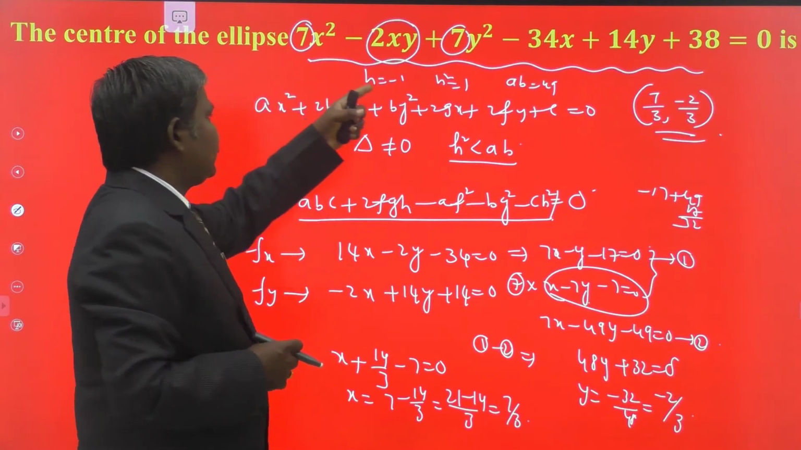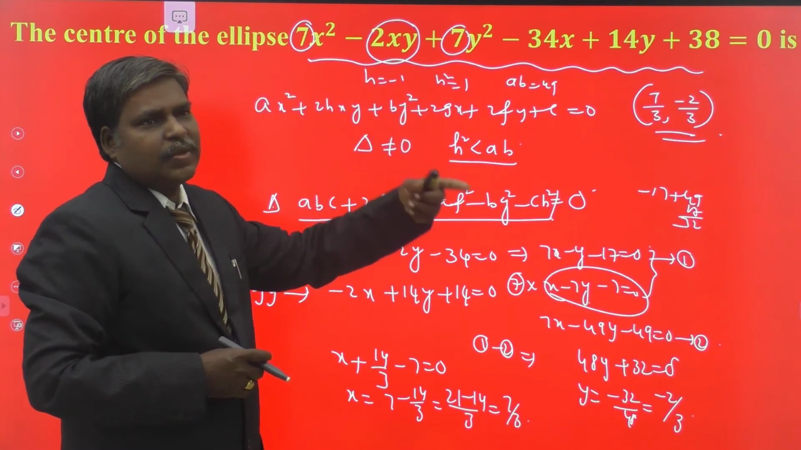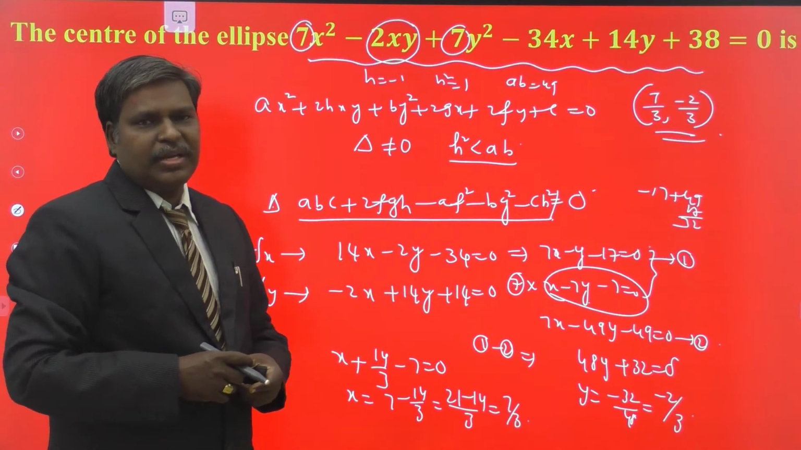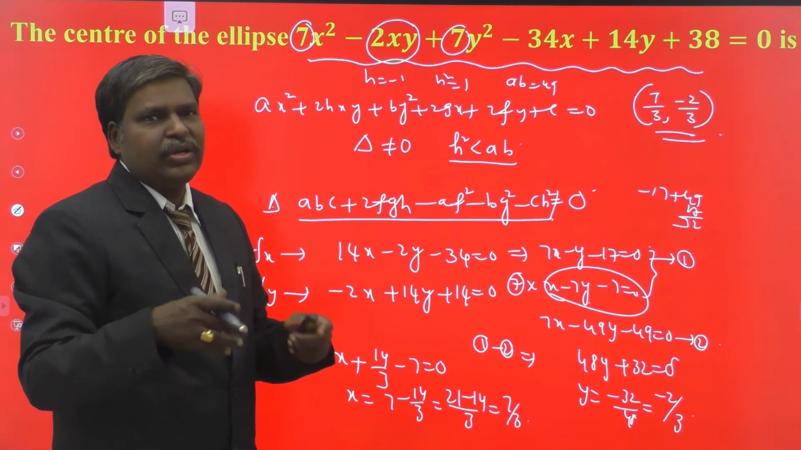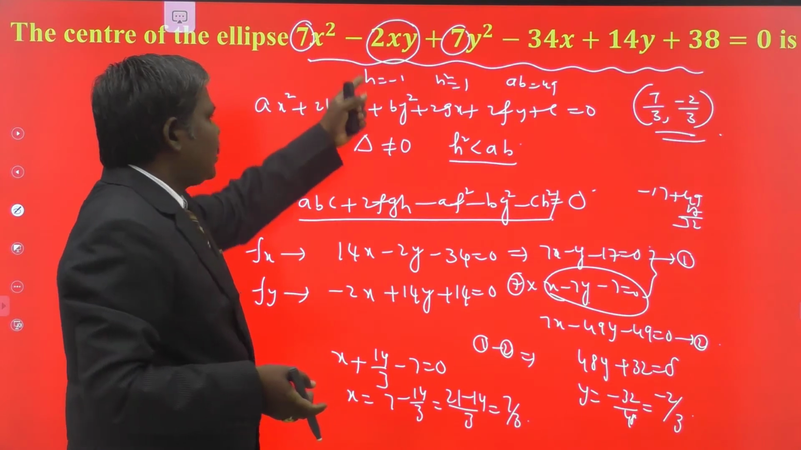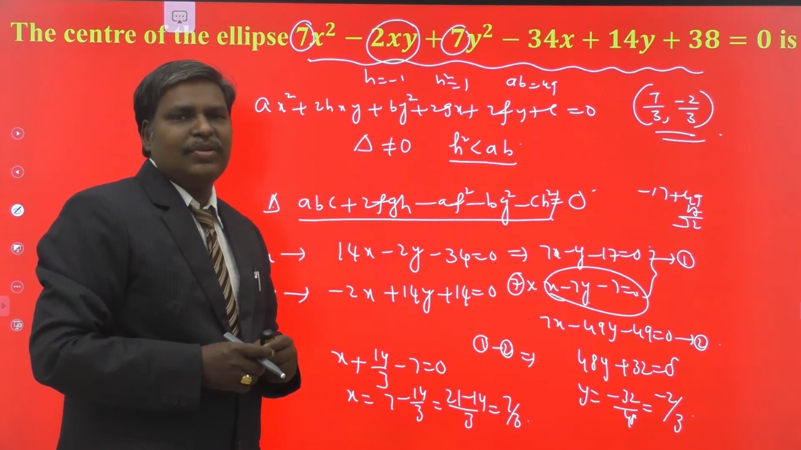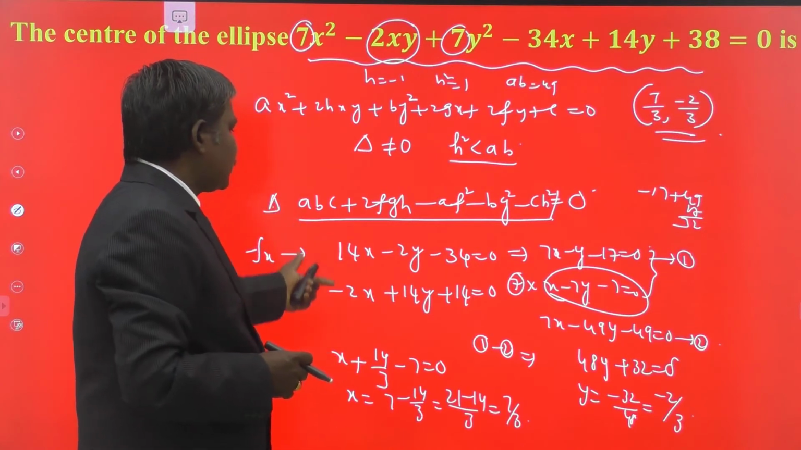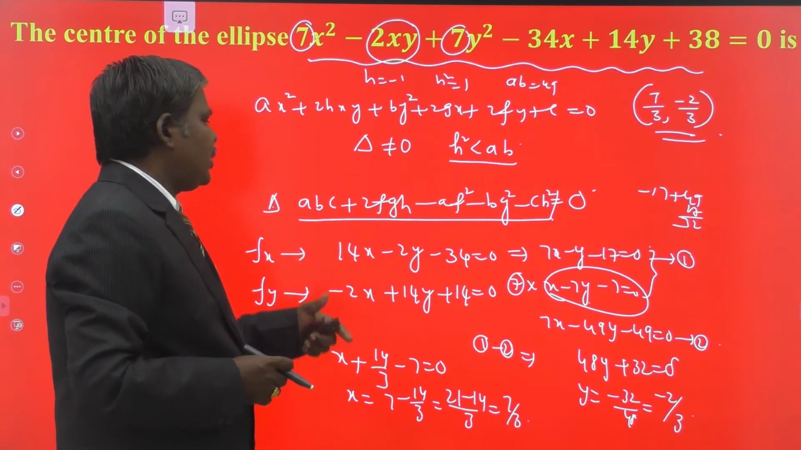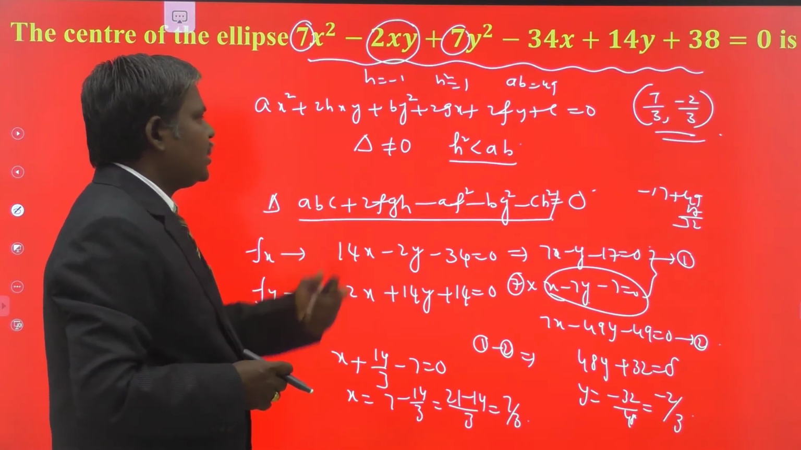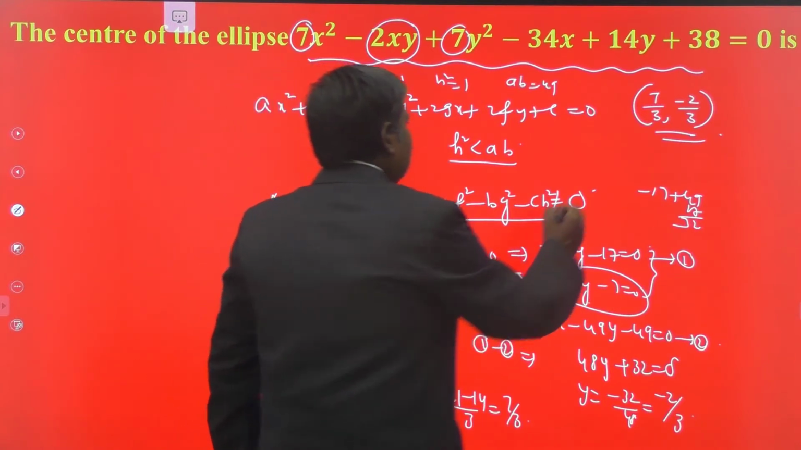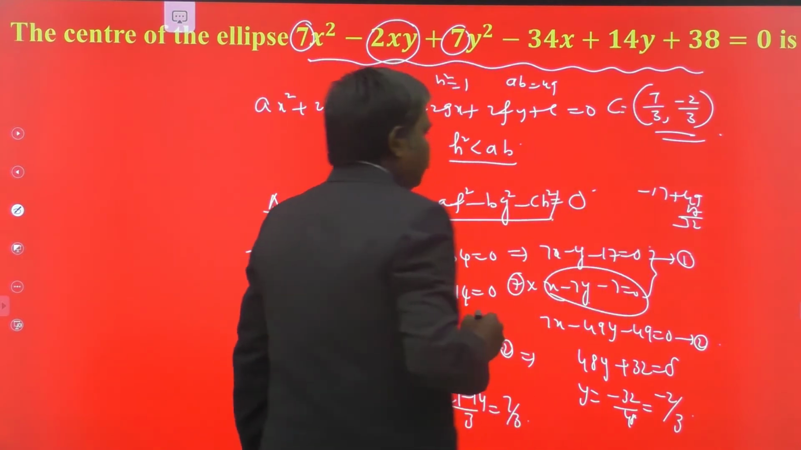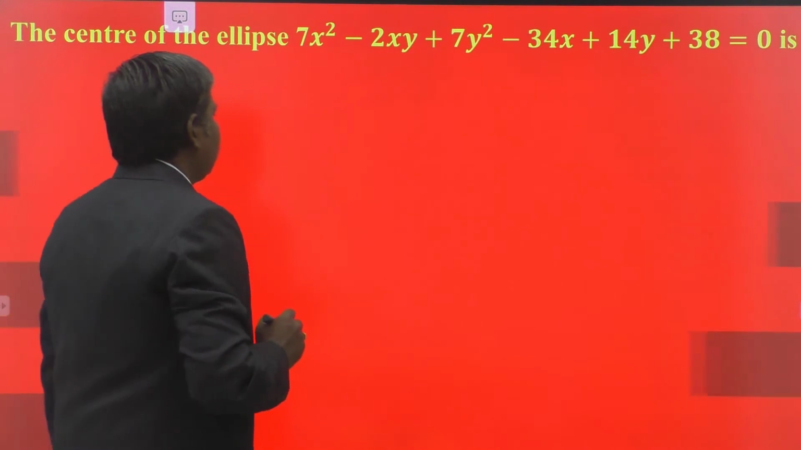Don't try to write it in the standard form, that is x minus h whole square by a square plus y minus k whole square by b square equal to 1. We can't write it in that manner because the xy term is there. This is the general equation of the ellipse. Understand? So partial derivative with respect to x, partial derivative with respect to y, and solving these equations, we get the center of the ellipse. This is the way. Okay, next problem.